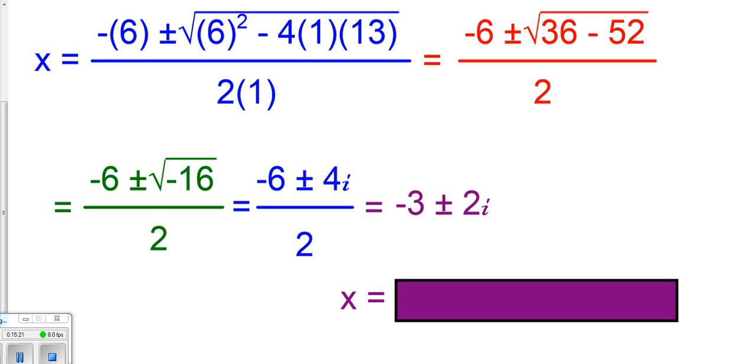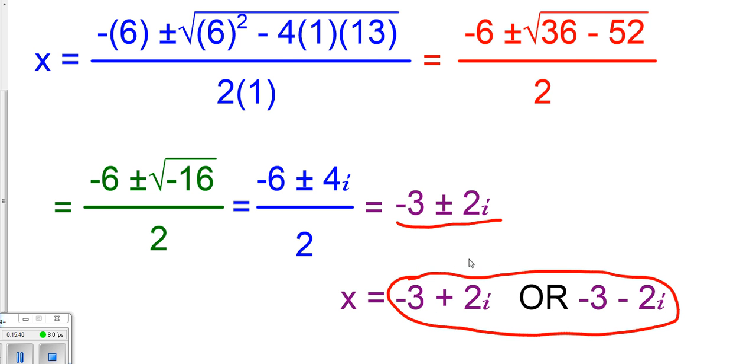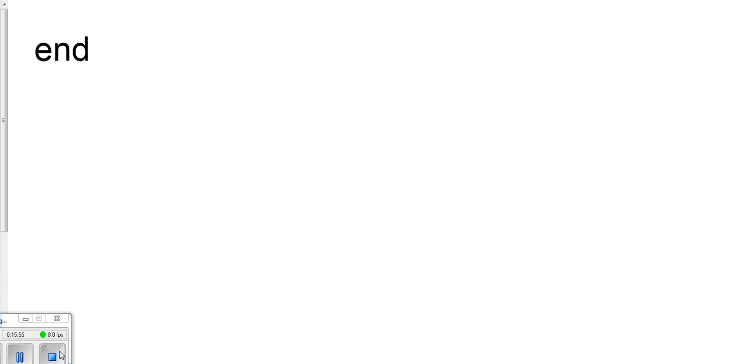You can leave this as your final answer, or if you want to be a little more exact, you can split it up. Negative 3 plus 2i or negative 3 minus 2i. Either set of answers is acceptable, but this would be your end answer, solving the quadratic formula with a negative discriminant, or a complex, should I say, imaginary number. Anything that has an imaginary number in it, a value of i, is called a complex number. And this will end it for 8.7.